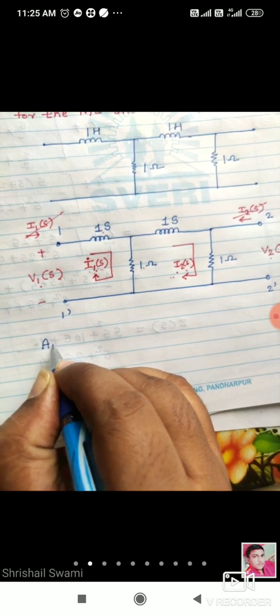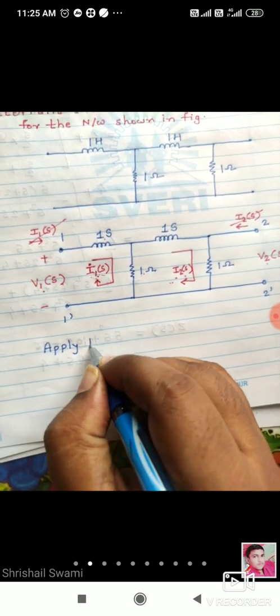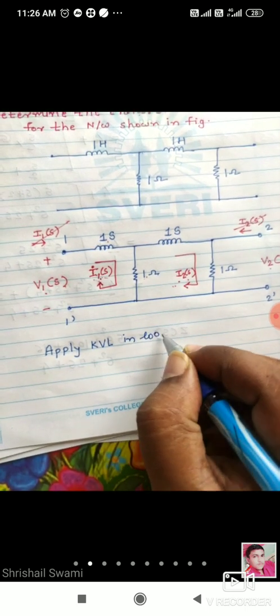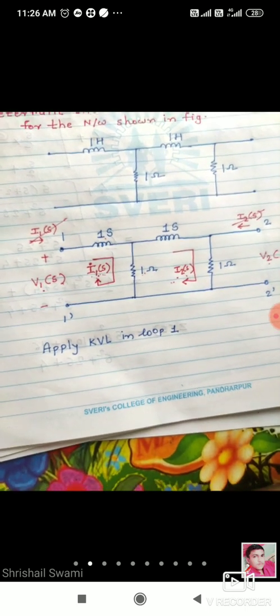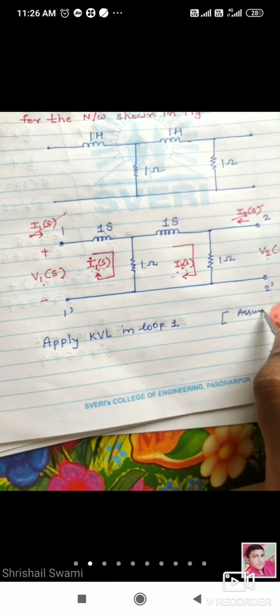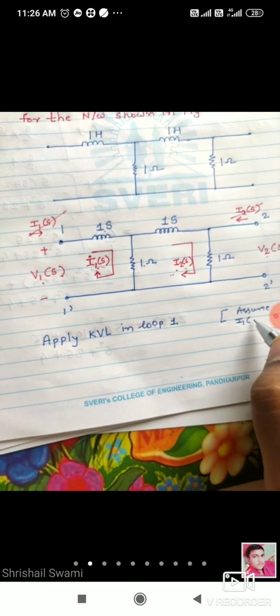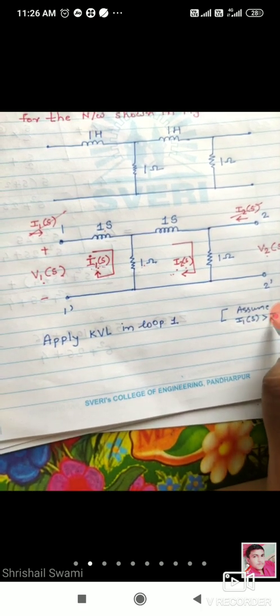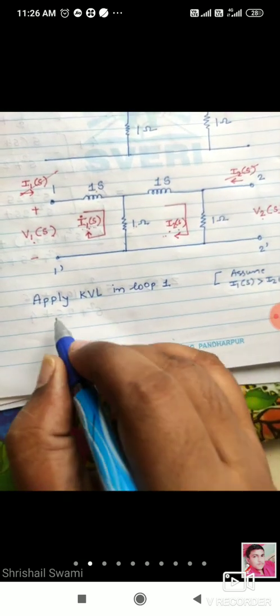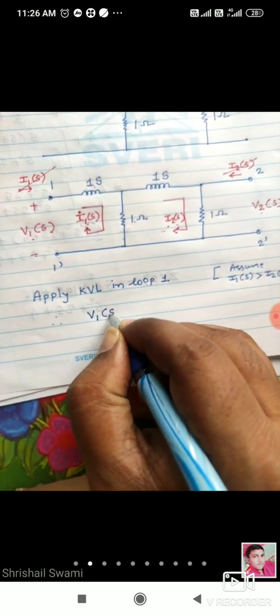So apply KVL in loop 1. Apply KVL in loop 1. Assume I1 of S is greater than I2 of S. Okay, it's an assumption because 1 ohm is common for two meshes. So KVL apply करा, V1 of S calculate करायचं आपल्याला.